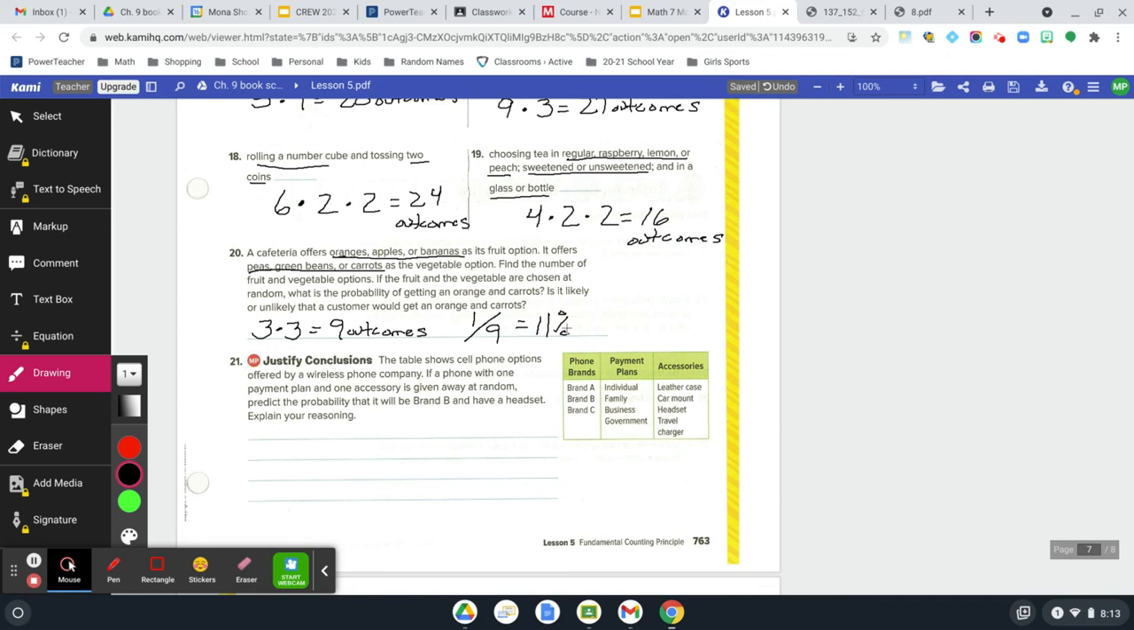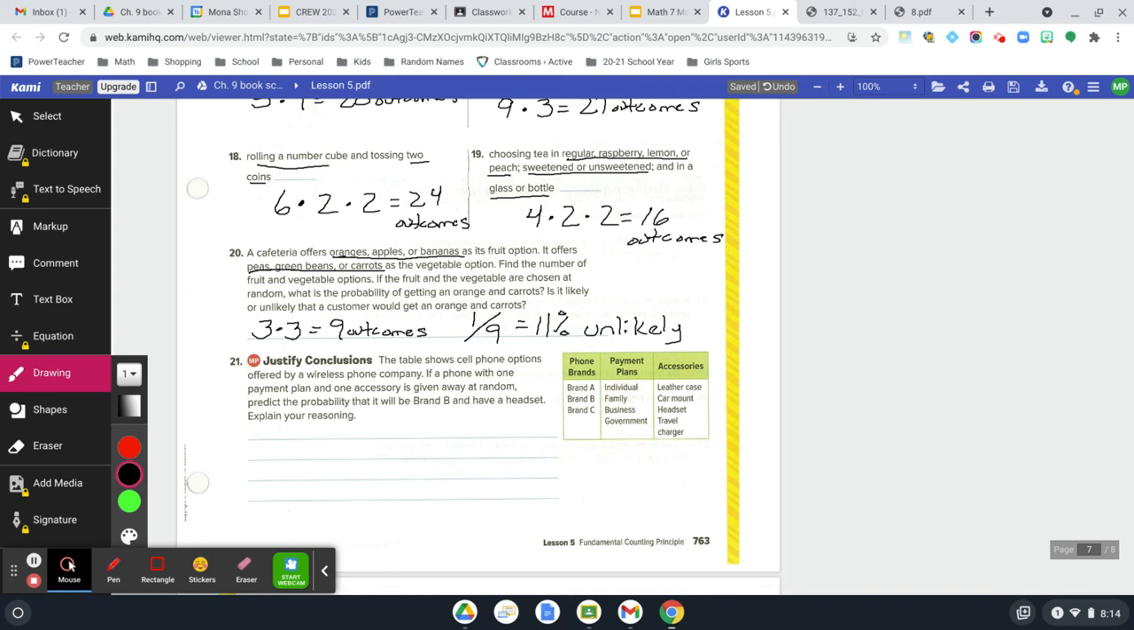Well, 11% or 0.11 as a decimal, that's pretty low. That's falling between the 0% impossible and the 50% equally likely. That 11% is pretty close to the 0 impossible. So that means it's unlikely to pick that combination of oranges and carrots.